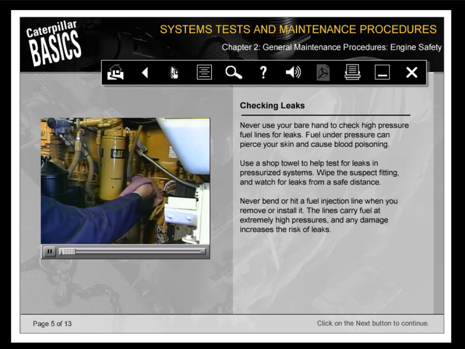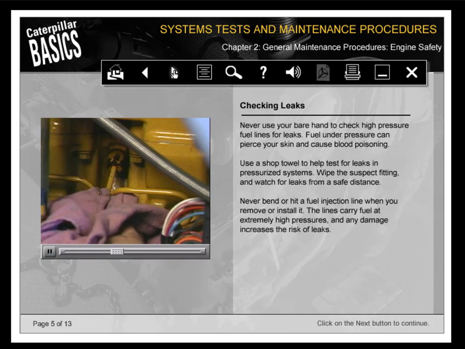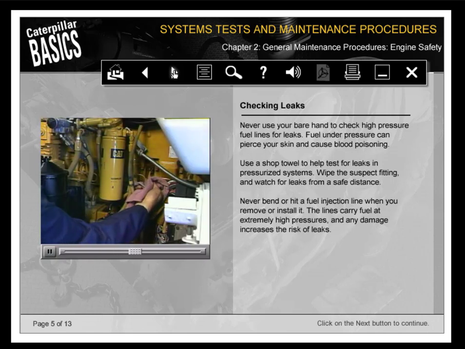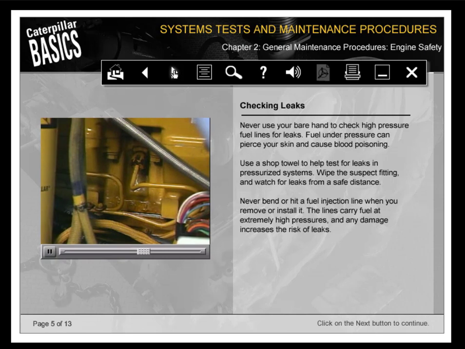Never use your bare hand to check high-pressure fuel lines for leaks. Fuel under pressure can pierce your skin and cause blood poisoning. Use a shop towel to help test for leaks in pressurized systems. Wipe the suspect fitting and watch for leaks from a safe distance.